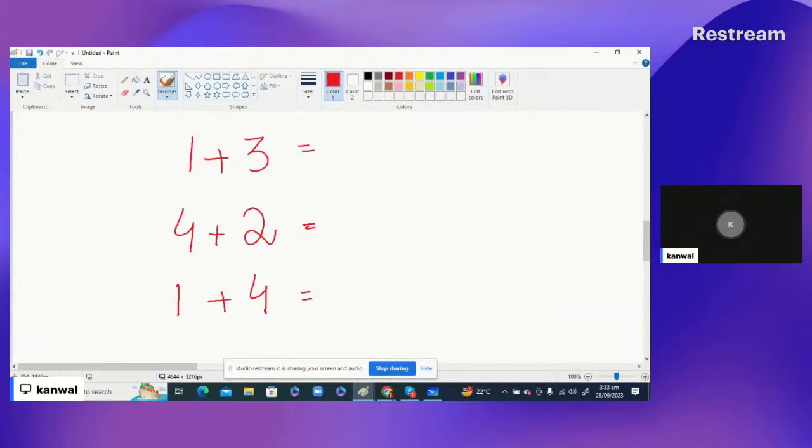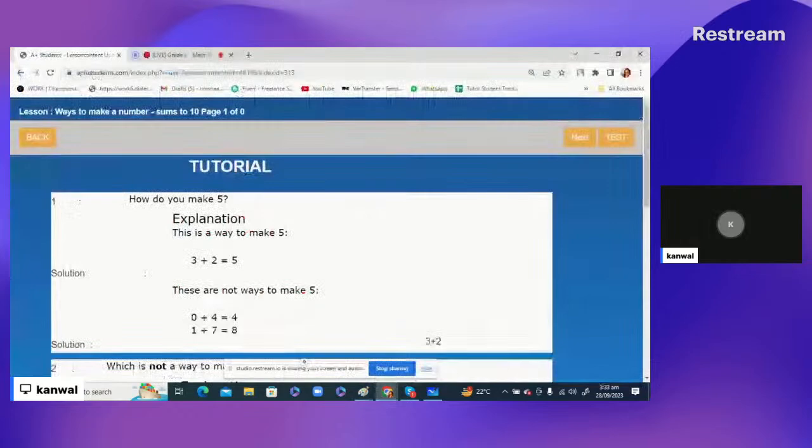Now you make 5. Let's count. So what's the answer? 1 plus 3. Count it on your fingers and then tell me. 1 plus 3 is 4. So that is not. Now 4 plus 2 is, that is 6. This is also not. Now 1 plus 4, it becomes 5. So that is our option. Okay.